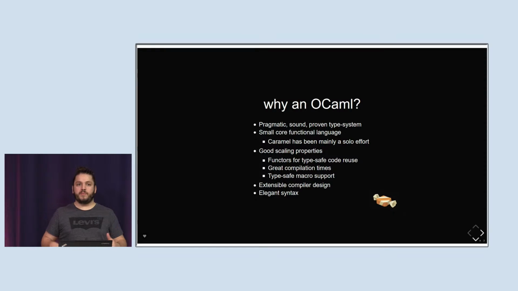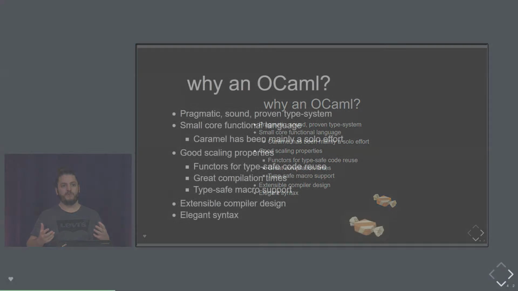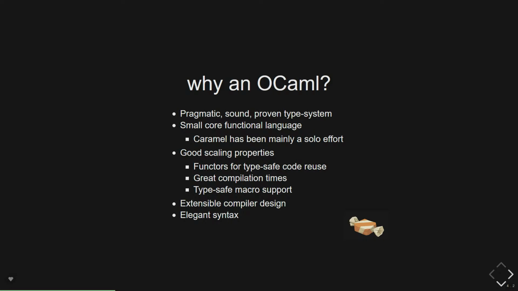I'm going to try to answer a couple of questions that I feel will give you a good grip of why the project is structured and aimed in this direction. And we'll start with the closest one. Why OCaml? Why do you want to bring OCaml to the BEAM, right? Well, OCaml has a pragmatic, sound, and proven type system. What do I mean by that?